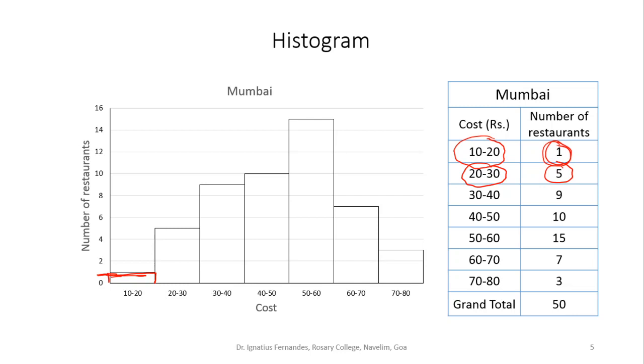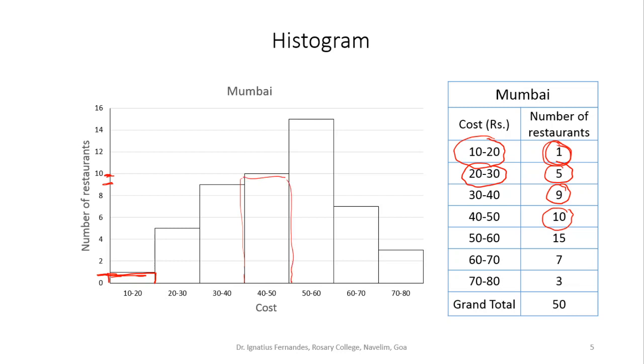The next frequency is 9. So I'll draw a bar of height 9. 9 is somewhere here. So I'll draw a bar accordingly of height 9. And these bars here are touching each other. They are just adjacent to each other. The next frequency is 10. So I'll draw a bar. 10 is here. So I'll draw a bar here like this of height 10.